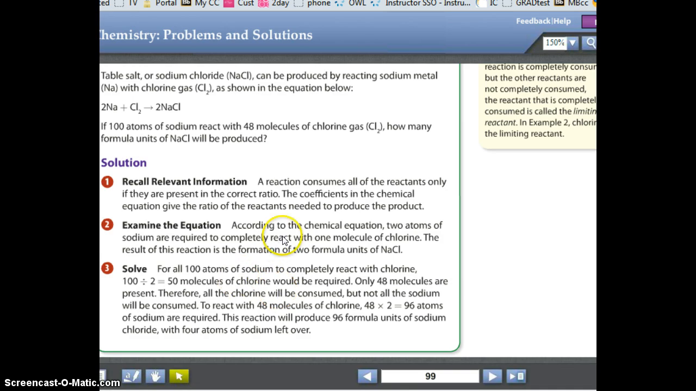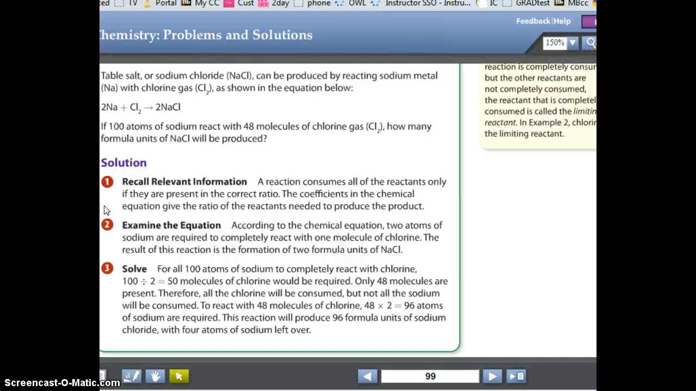I toggled back to our Chemistry's Problem Solution book, and it has that same thing written out. Recall relevant information: a reaction consumes all of the reactants only if they are present in the correct ratio. The coefficients in the chemical equation give the ratio of the reactants needed to produce the product. Step 2, examine the equation. According to the chemical reaction, 2 atoms of sodium are required to completely react with 1 molecule of chlorine. The result of this reaction is the formation of 2 molecules, or formula units, of NaCl.